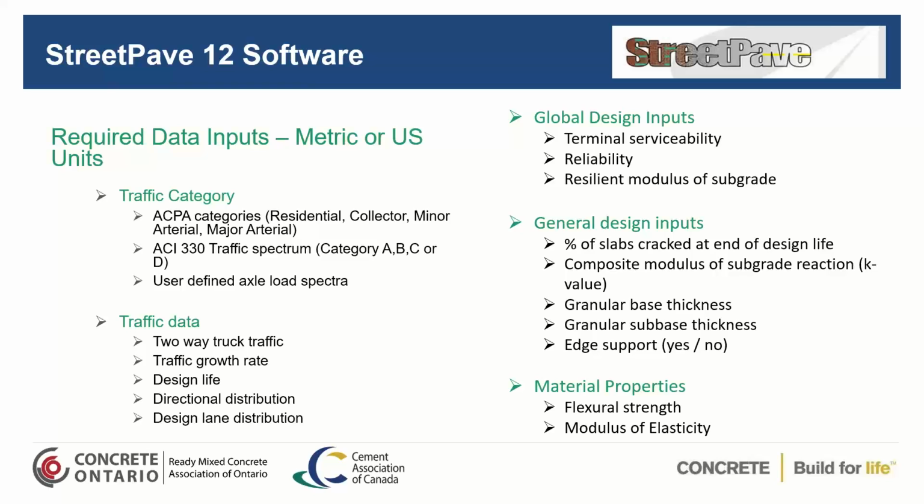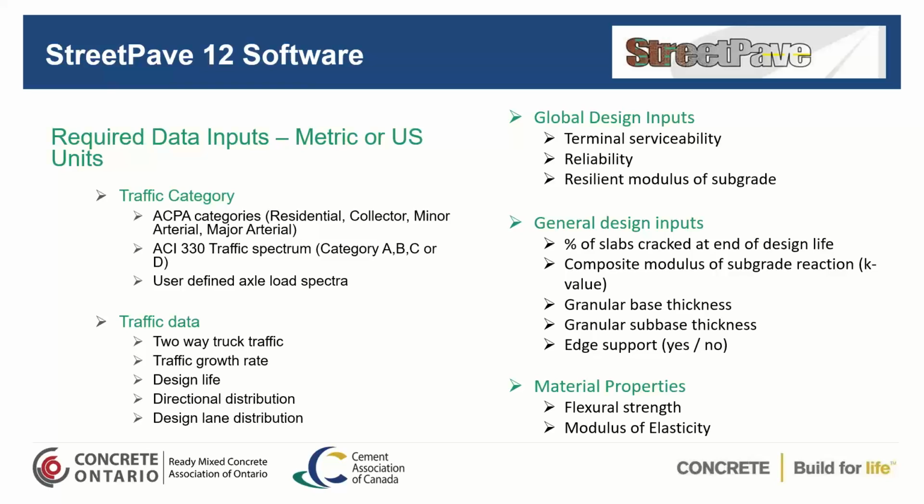They then took the ACI 330 tables for category A, B, C, and D and put that in this as well. And on top of that, it allows you to do an axle load spectra. And in my design example, I'm actually going to go over the axle load spectra because that was used for doing the Harwood and Bailey design.